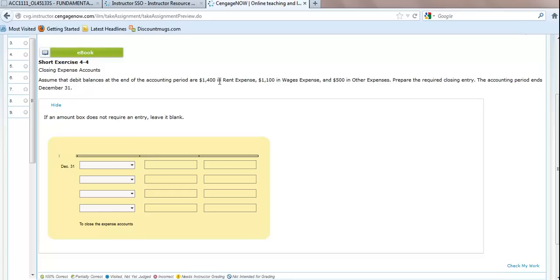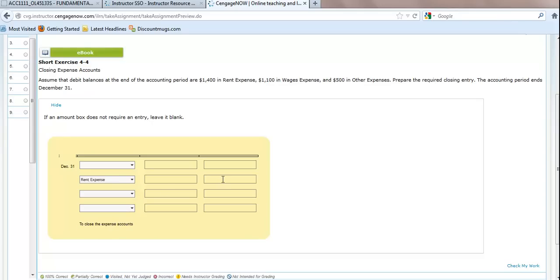Now, since our expense accounts all have a debit balance, in order to make them zero, we need to decrease them for the balance that they have in there, so we're going to credit all of their accounts. So we're going to credit all of our expense accounts. I'm going to do that first.